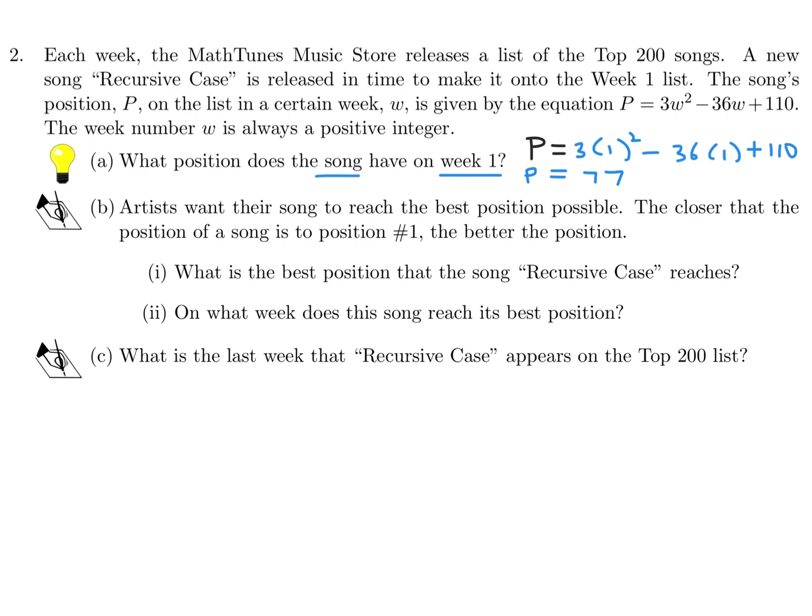Part B, artists want their song to reach the best position possible. The closer that the position of a song is to position number 1, the better the position. What is the best position that the song Recursive Case reaches, and on what week does this song reach the best position? Okay, so we're using that equation again. So it's P is equal to 3W squared minus 36W plus 110.